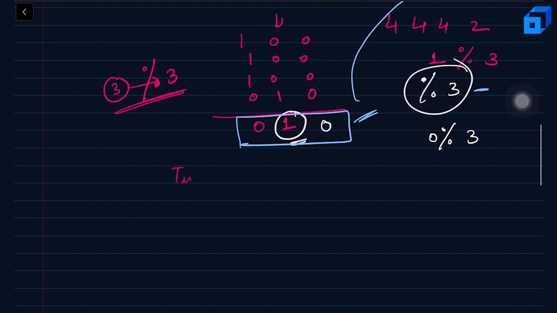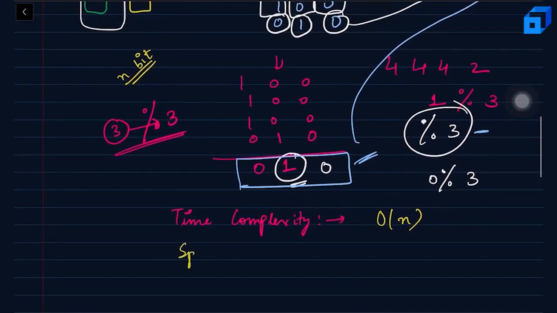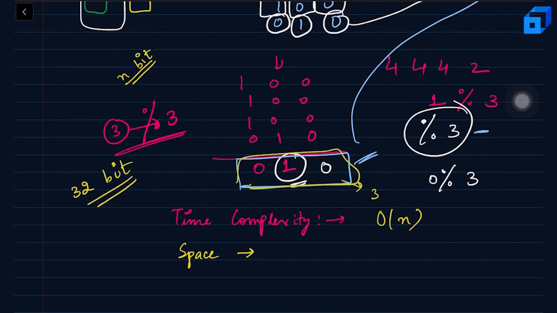Now, what will be the time complexity? You will see here that we are taking n bit numbers, and we are going over each bit and calculating its sum. So the time complexity here is going to be order of n. And what about the space complexity? Let's say we are taking numbers up to 32 bits. So I can basically take an array of size 32 and store the sum of the bits after taking the mod at every ith index only. Since I am taking constant space of size 32, my space complexity is order of 32, which is equivalent to order of 1. So I am taking constant space here to solve this question, and a time complexity of order of n.